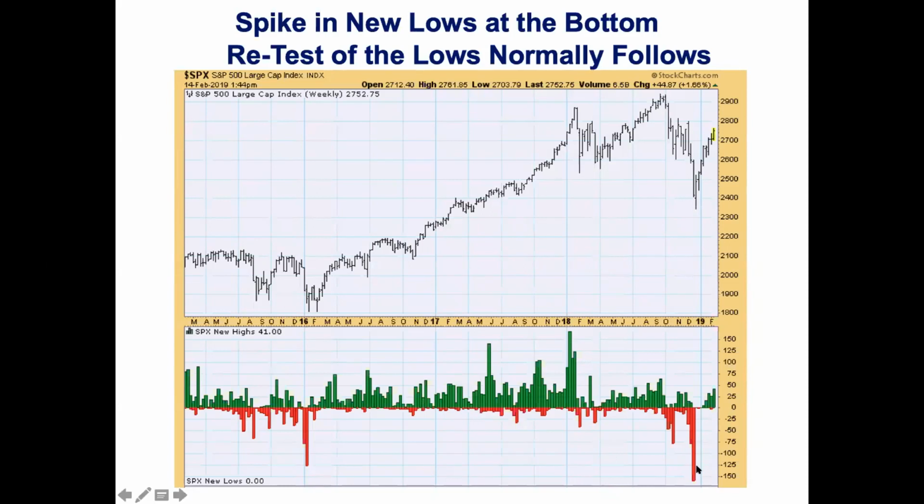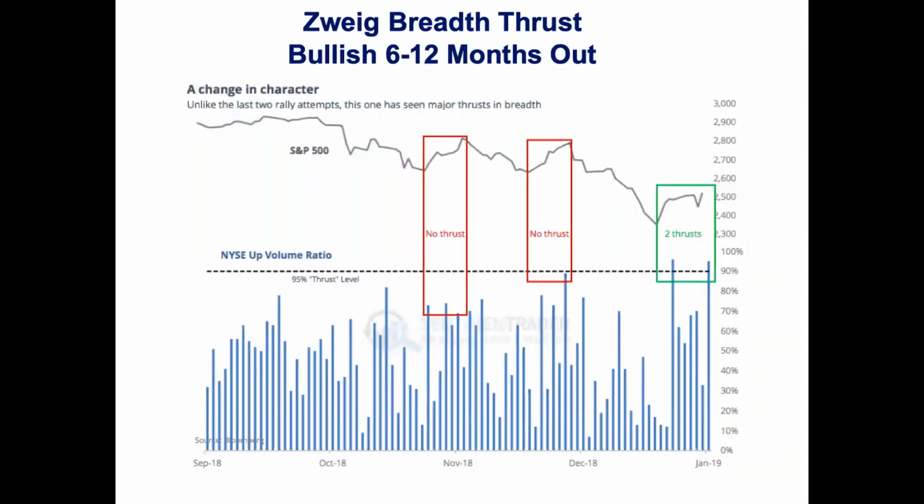Look at that steep decline in new lows on December 24th. And now look at this straight up advance toward 2,800 through the 2,600 resistance. So why is it going to be different this time, in my view? Well, first of all, in the first 2 rallies from 2,600 to 2,800, no breadth thrust.